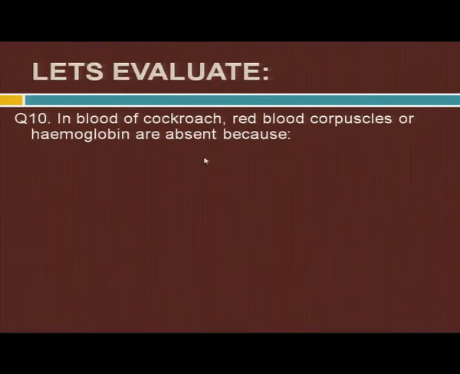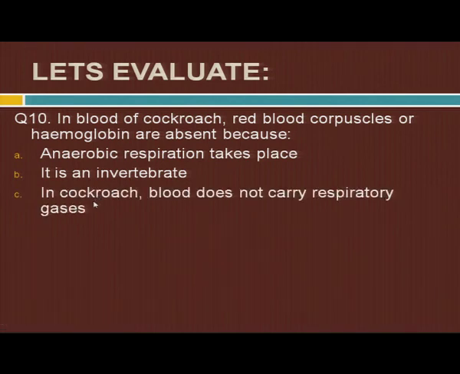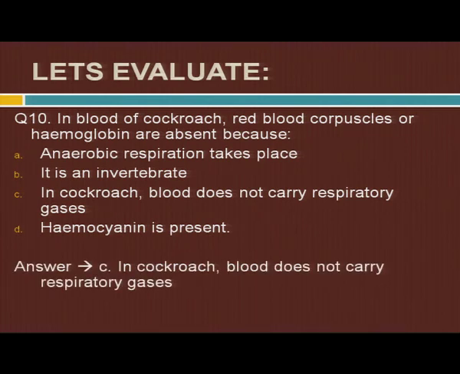Next question. In blood of cockroach, red blood corpuscles or hemoglobin are absent because: anaerobic respiration takes place; it is an invertebrate; in cockroach blood does not carry respiratory gases; hemocyanin is present. We have learned that in cockroaches blood does not carry respiratory gases since the circulatory system is of open type. So, the correct option is C. In cockroach, blood does not carry respiratory gases.